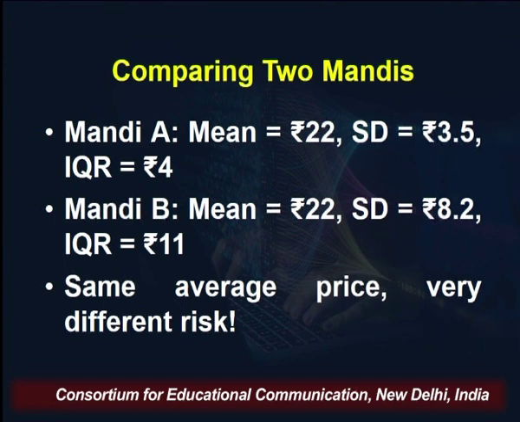For example, for mandi A, the mean was rupees 22, standard deviation was rupees 3.5 and interquartile range was rupees 4, whereas mandi B has a mean of rupees 22, standard deviation of 8.2 and an interquartile range of 11. They have the same average price but very different risk. So for mandi A the standard deviation is 3.5, which means the prices stick to the mean price. The maximum deviation you can expect on a normal day is 22 plus minus 3.5.